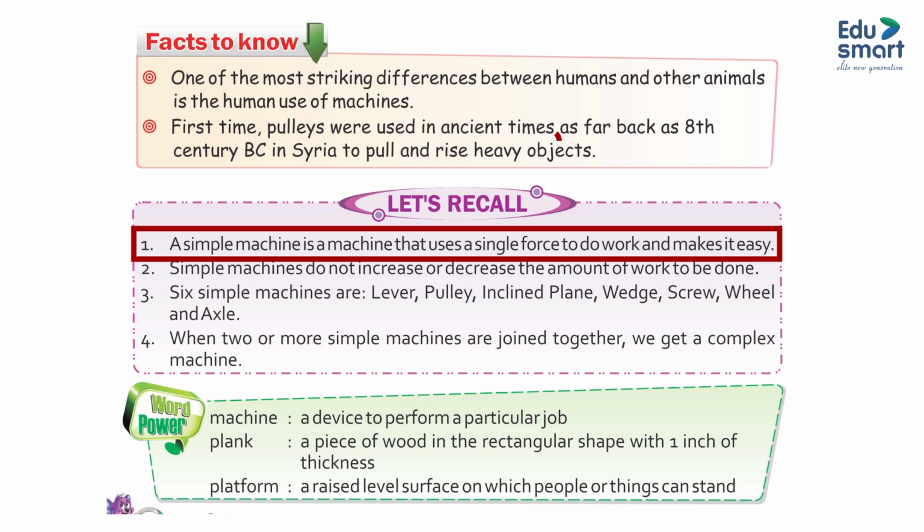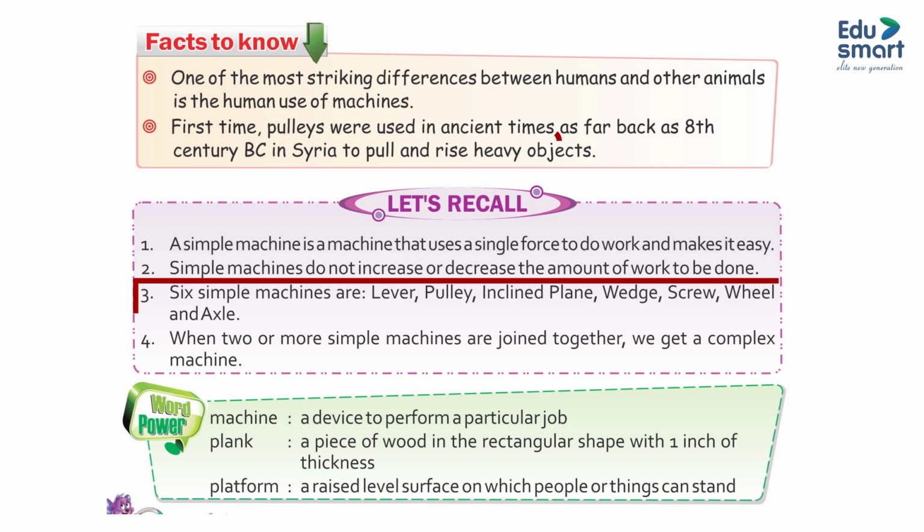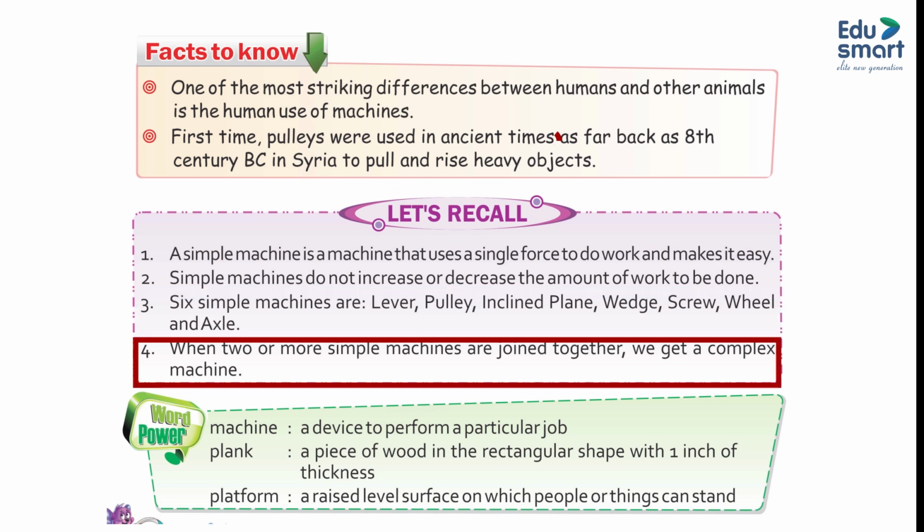Let's recall. 1. A simple machine is a machine that uses a single force to do work and make it easy. 2. Simple machines do not increase or decrease the amount of work to be done. 3. 6 simple machines are lever, pulley, inclined plane, wedge, screw, wheel and axle. 4. When two or more simple machines are joined together, we get complex machines.